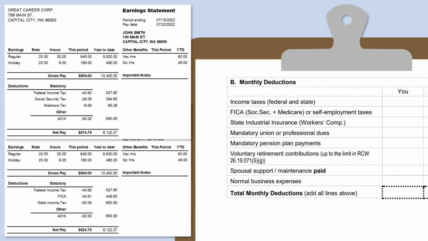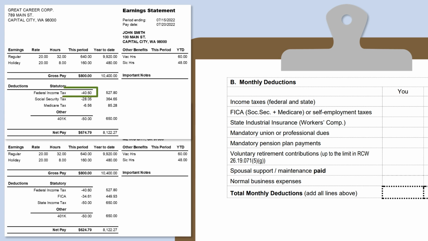Moving on to section B on page 2, you will need your pay stubs. And remember to total up these amounts from all your pay stubs in the month. If you do not see a deduction for that specific box, it's okay to leave that box blank. Feel free to pause the video often while you look through your pay stubs to find the correct deduction.